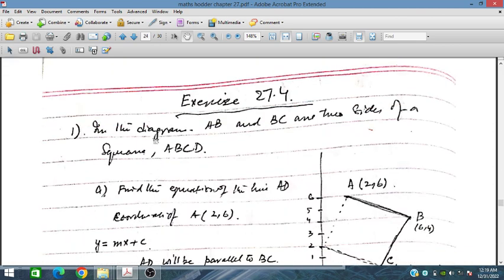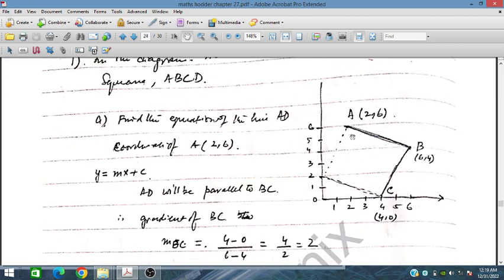Let's start with the diagram ABCD. We have points A, B and C given, and the point C is 4, 0, while the D point is unknown. Find the equation of AD. This AD is parallel to BC, so the gradient of AD will be the same as the gradient of BC.